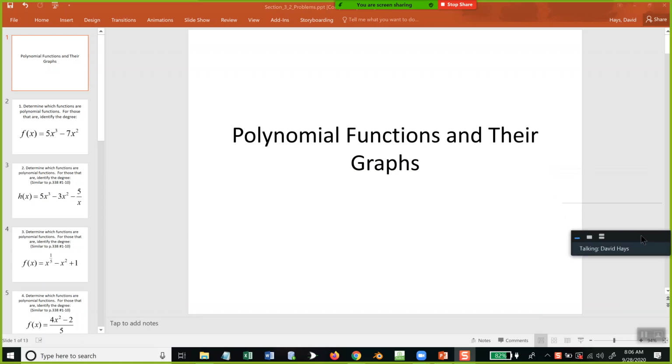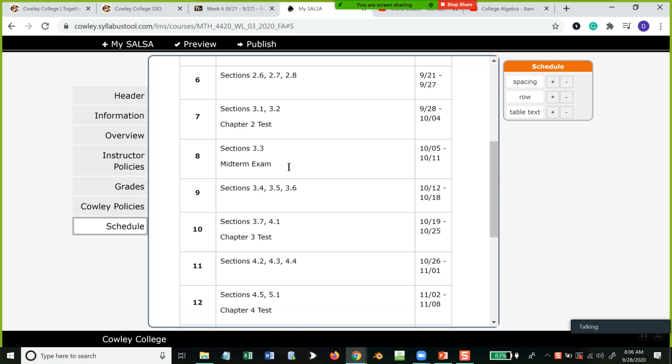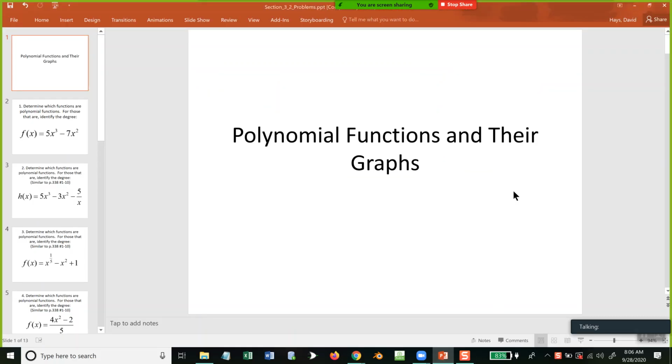And let's take a look at section 3.2. Next week is the midterm. So if you haven't started studying for it, probably be good to study for it because it's comprehensive up to that point. It'll include everything from chapter 1 and chapter 2, basically. Now, section 3.2 is polynomial functions and their graphs.